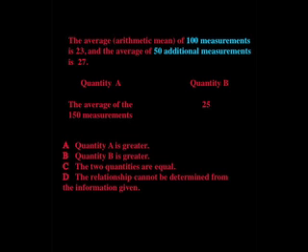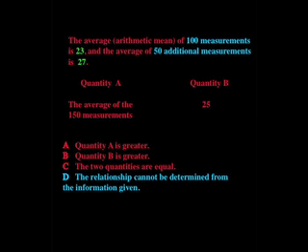Well, some people looked and they saw they had 100 measurements and they didn't know what any of them were, and they had 50 additional measurements and they didn't know what any of these were, and so they didn't know the average of the 150 measurements, and so they said, I honestly don't think the relationship can be determined from the information given.